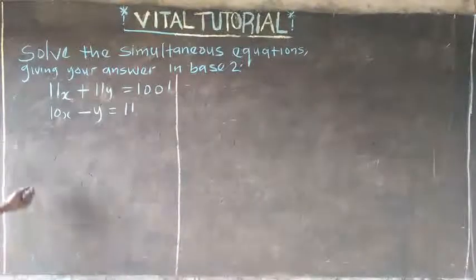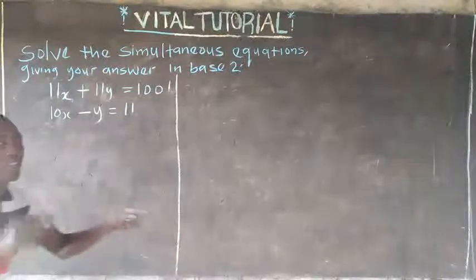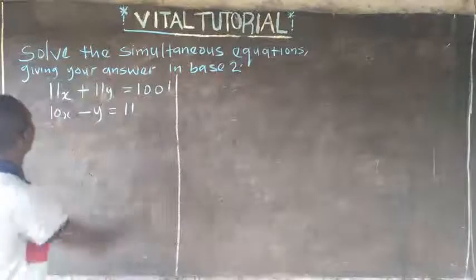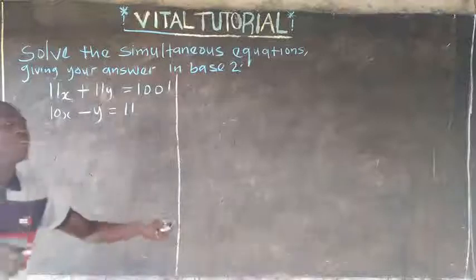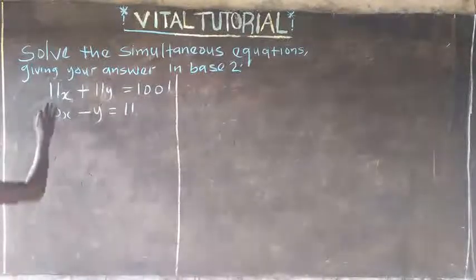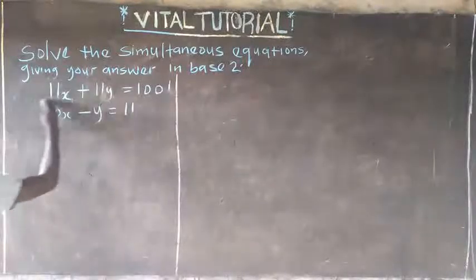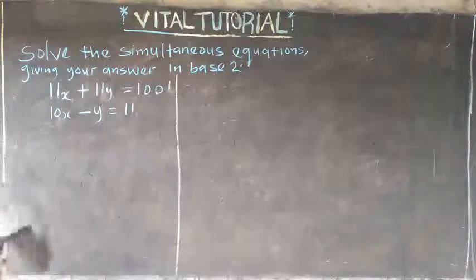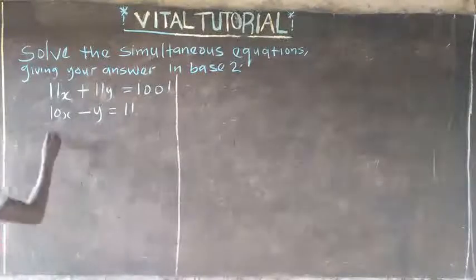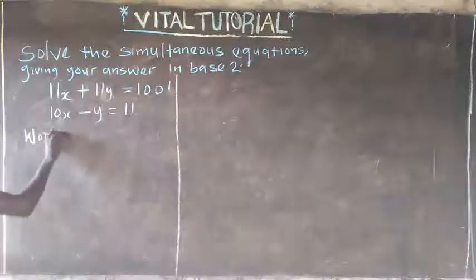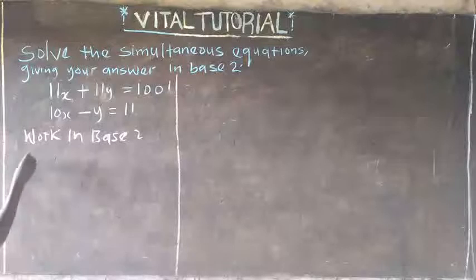As you can see, we are done with the first method. The second method is to work in base 2, because the question says give your answer in base 2. Let's go. Now, if you look at equation 1, we have 11 here. I will divide through by 11. But I said you have to work in this what? Work in this base 2.